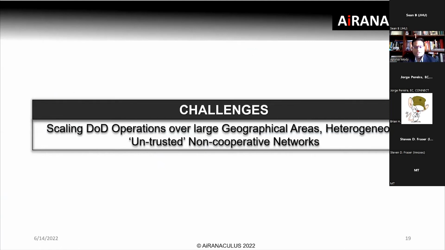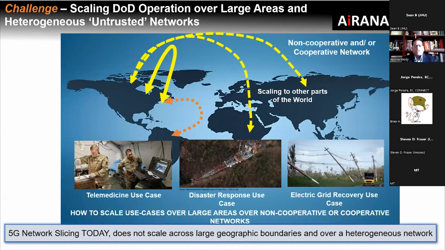and non-cooperative networks. The network slicing concept has been defined within a particular region, where one particular operator can manage the slices. But operating this over large areas, where you can guarantee over heterogeneous networks, is a very difficult problem, because you have to not only control your own network and the behavior of your network, but you also have to control how your data flows across the globe.